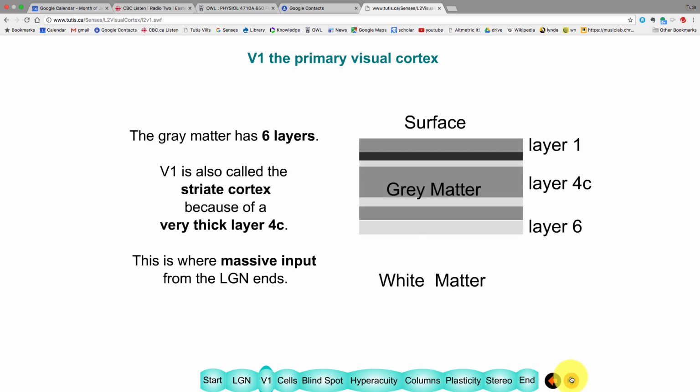If we look at the gray matter in, again, higher magnification, we find that it has these layers. The surface layer is called layer 1, and the deepest layer is called layer 6. In the middle here, in the case of V1, your primary visual cortex, you have a very thick layer 4C. And that's where all the input comes in from the lateral geniculate nucleus. And that's why you have a very thick layer 4C, because of this massive input.